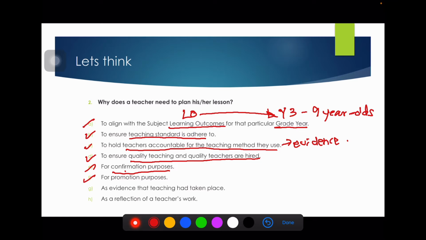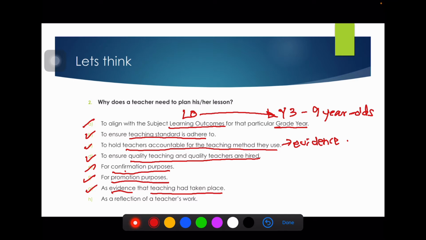Now, the next one, promotion purposes. Once you are a teacher and there might be promotions in your department or in your school, you might want to go for it. They will be looking at your lesson plan and how you teach and how you interact with the students and with your colleagues before they give you the promotion, as evidence that teaching had taken place.